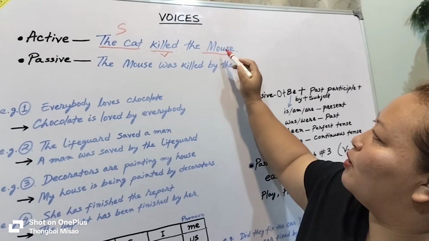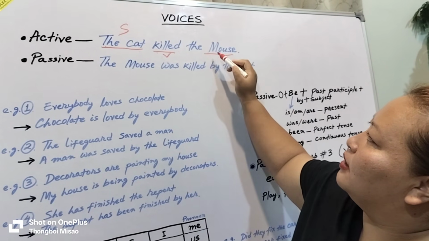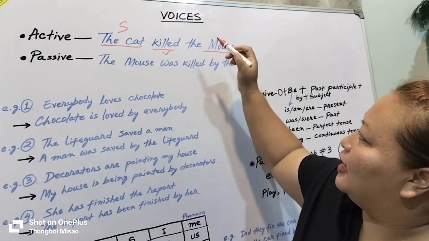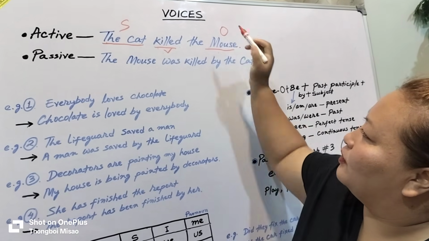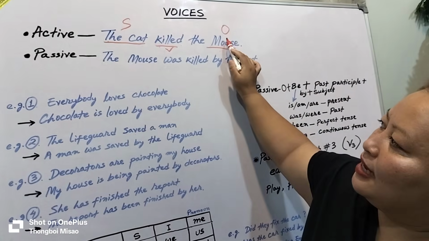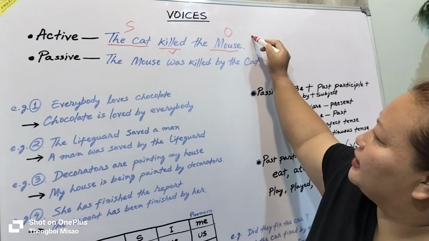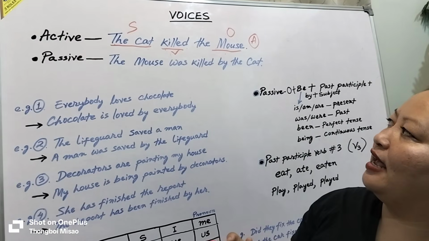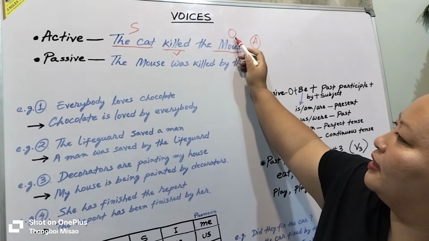And here, mouse. This mouse received the action. It is the object. Subject, verb, object.